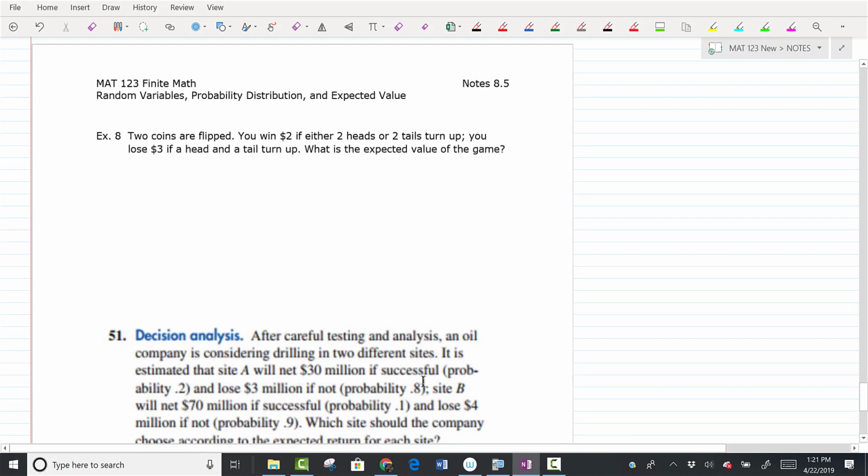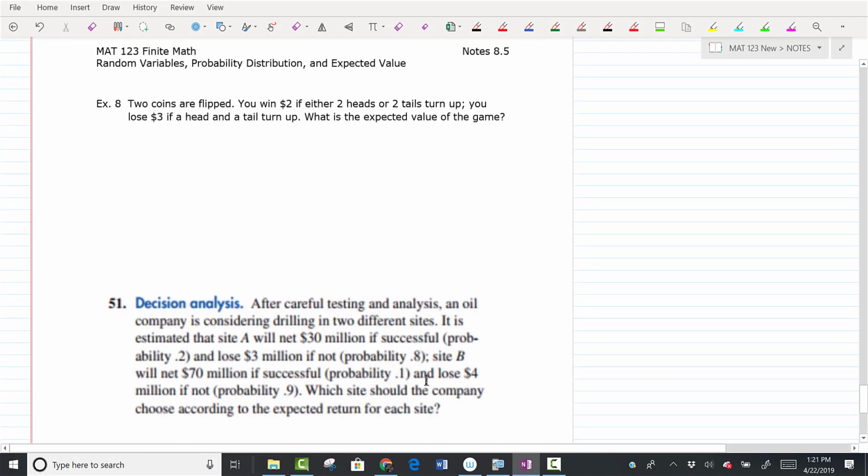Okay, so let's see what we got on this example 8 here. So this says that you have 2 coins are flipped, and it says you win $2 if you either get 2 heads or 2 tails. And then it says you lose $3 if a head and tail turn up. So what's the expected value of the game?